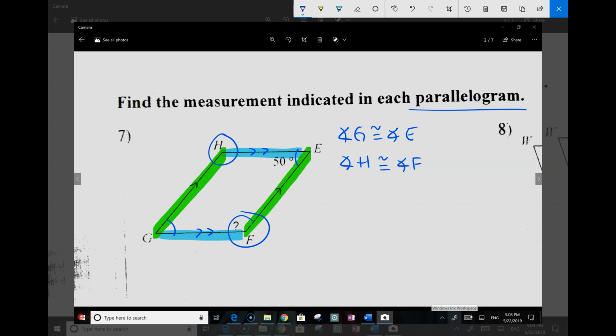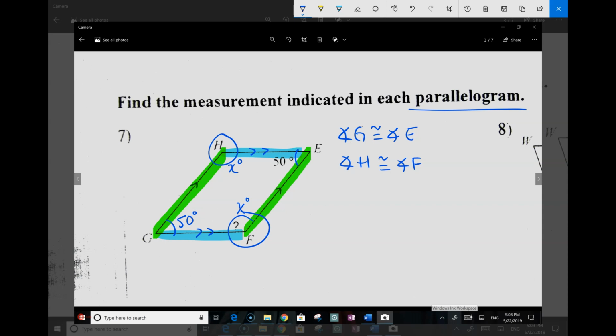And because we don't know the value of it, we give it a variable. So I will call it the traditional x degrees. And because the other one is just like it, we can call that one x degrees as well. We can also say that this over here, angle G, is 50 degrees because it's congruent to angle E. And now I have a setup where all four angles are labeled with something, either a number, like 50, or a variable, x. And I can build my equation based on this.